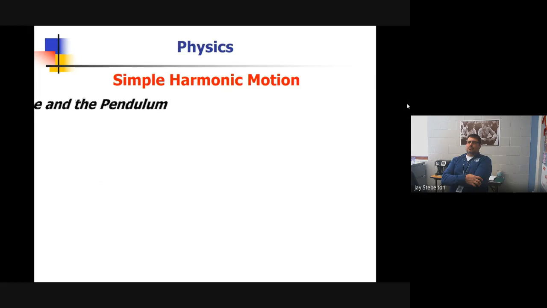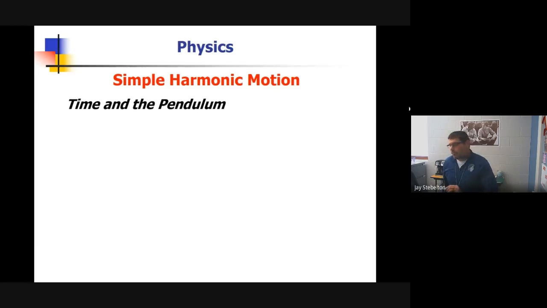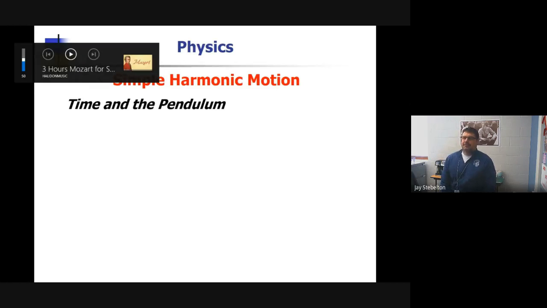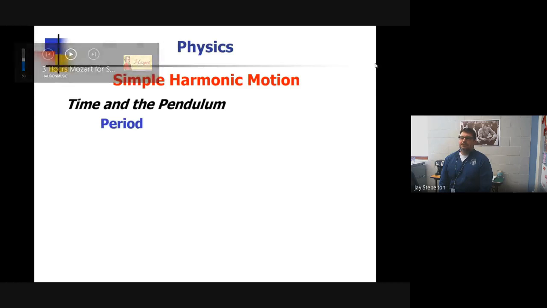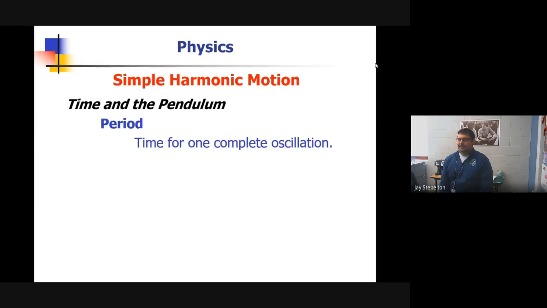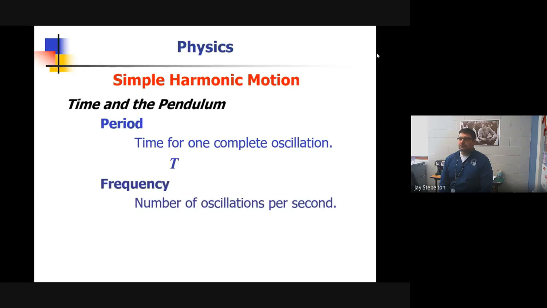Simple harmonic motion. You can use this simple harmonic motion to calculate time. There are two ways we keep track of the time for the pendulum. First of all, there's the period, the time for one complete oscillation. There's another way we keep track of time, frequency, the number of oscillations per second.